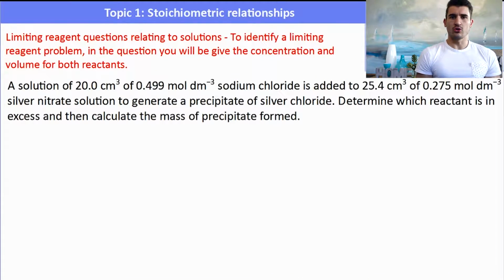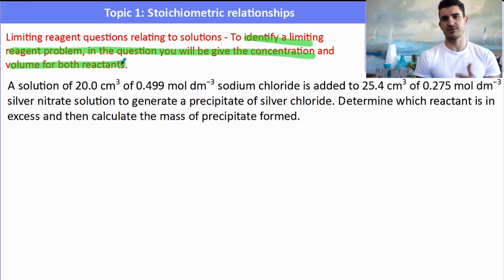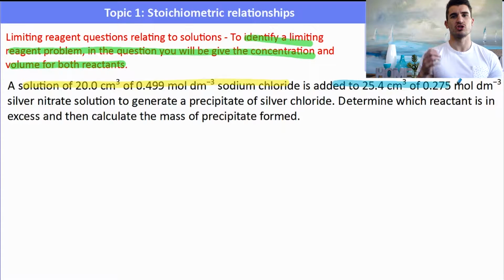So solutions can also contain limiting reagents. So remember that if you've got a limiting reagent question, or you think it's a limiting reagent question, you'll be given the concentration and the volume for both of the reactants. That's how you can tell that it's a limiting reagent question. So here we have a solution of sodium chloride and a solution of silver nitrate, and they've given us the concentration and the volume for both. We're told that it generates a precipitate of silver chloride. Determine which reactant is in excess and calculate the mass of precipitate formed.